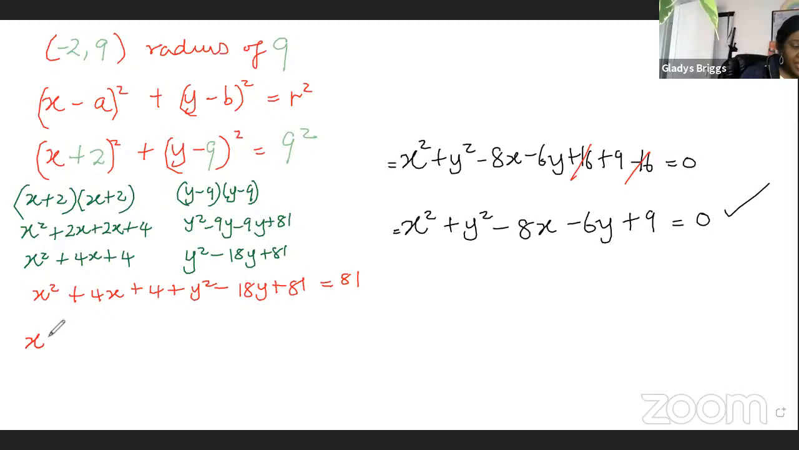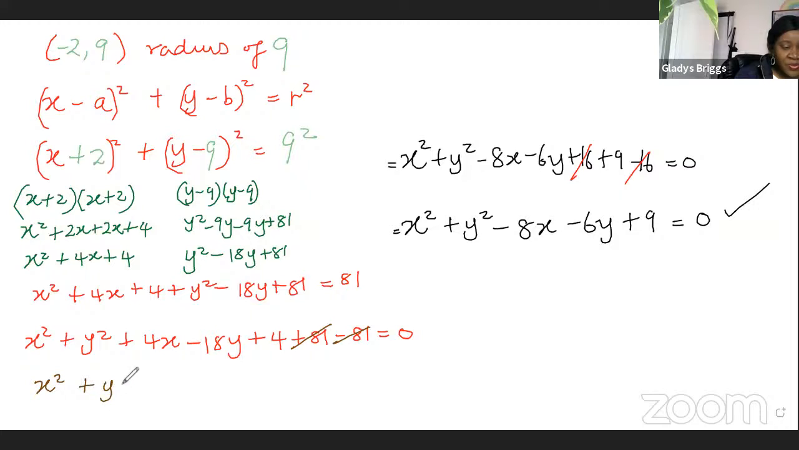So this would be x squared plus y squared plus 4x minus 18y plus 4 plus 81. If we take this 81 to the other side, minus 81 is equal to 0. So these will cancel. Oh, sorry, I'm clicking on the wrong thing. It's going to be this one and this one. So we would have x squared plus y squared plus 4x minus 18y plus 4 is equal to 0.